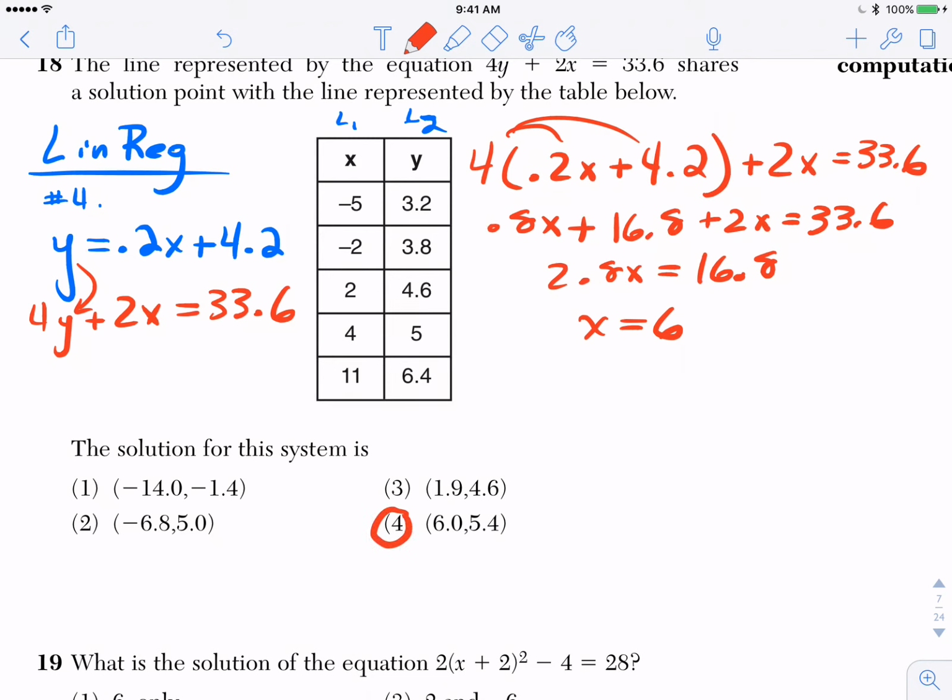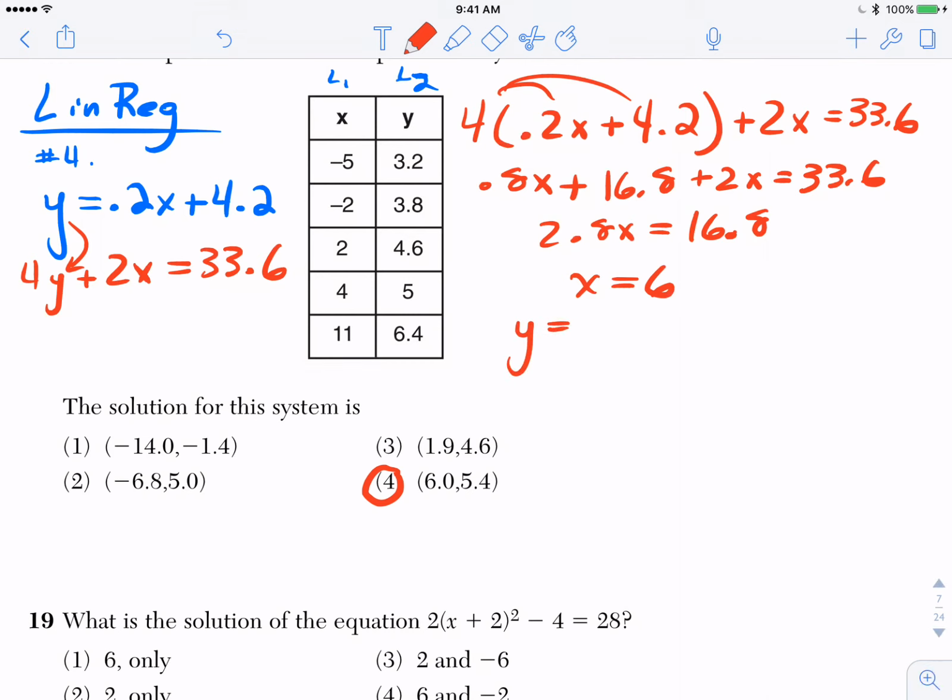And anyway, the answer is 4 here. It's the only one that has an x value of 6. If you did really care and you wanted to verify, we can plug in a 6 for x. And we want to make sure this is 5.4. That's 1.2 plus 4.2, which is correctly 5.4.